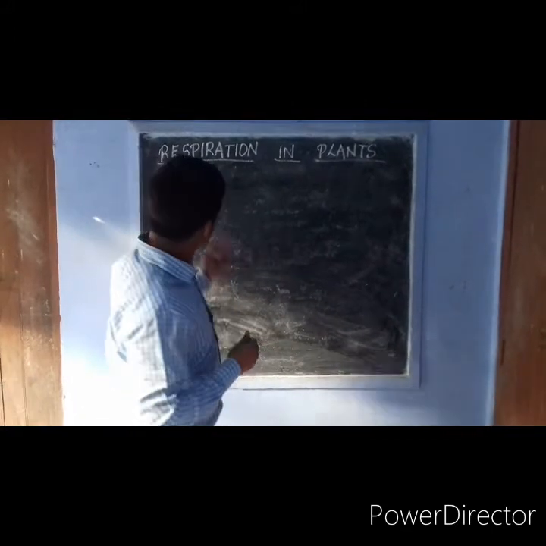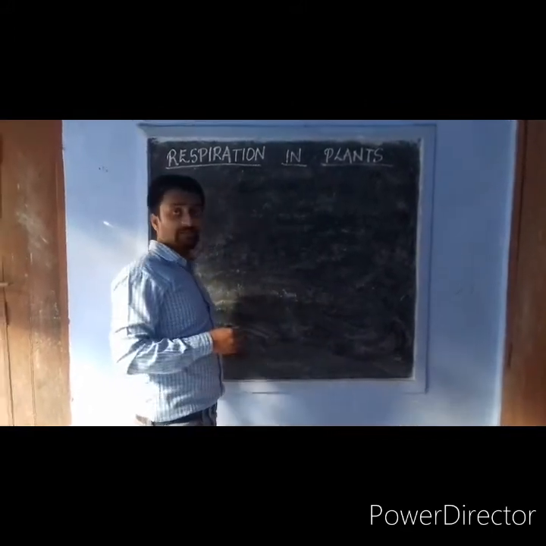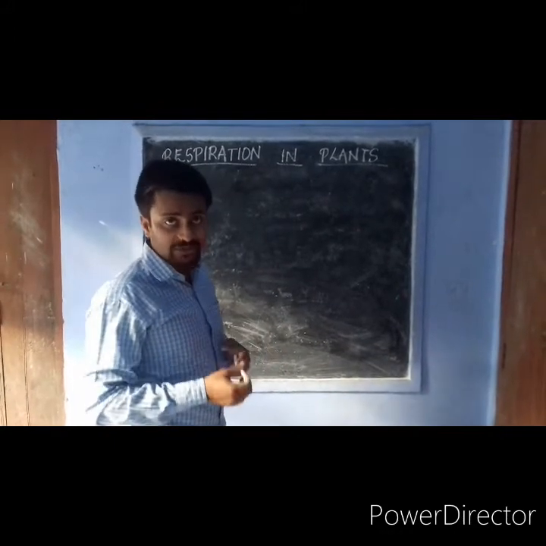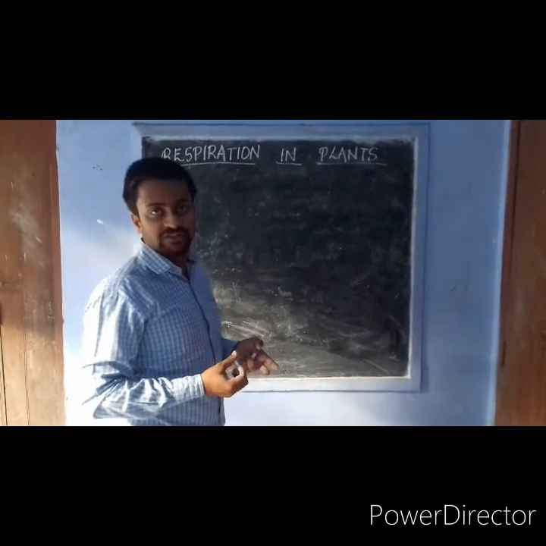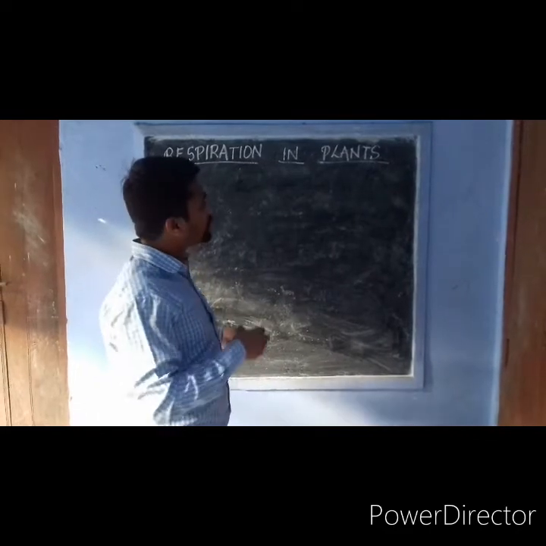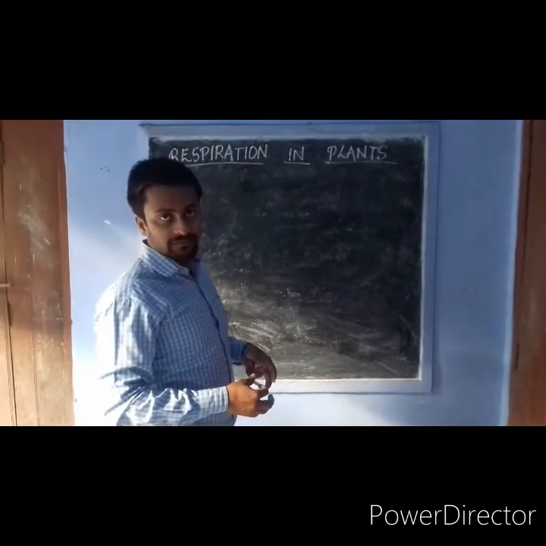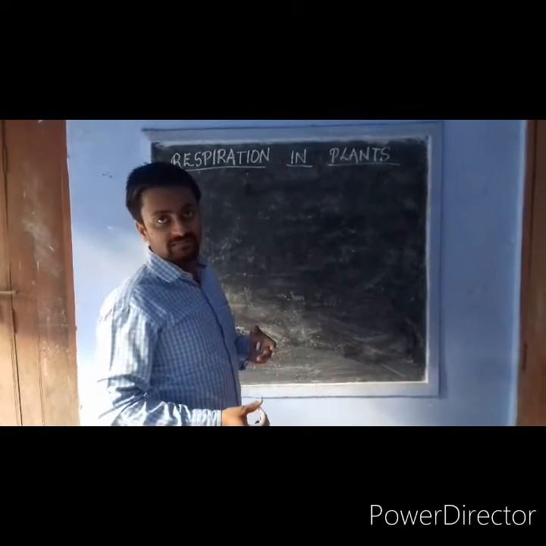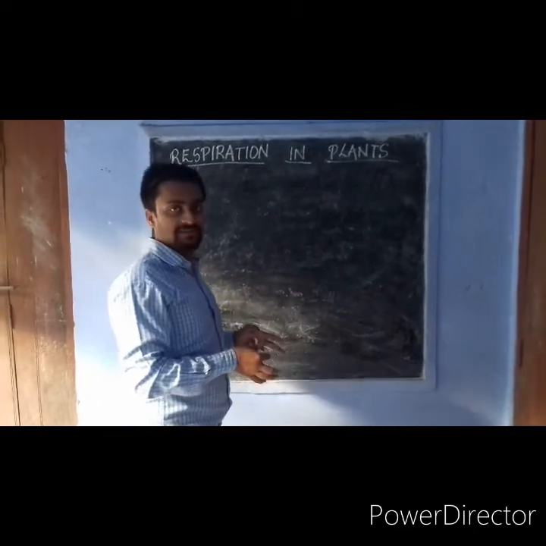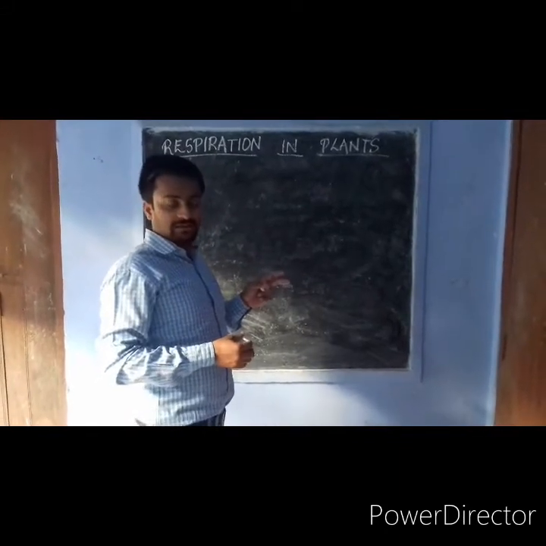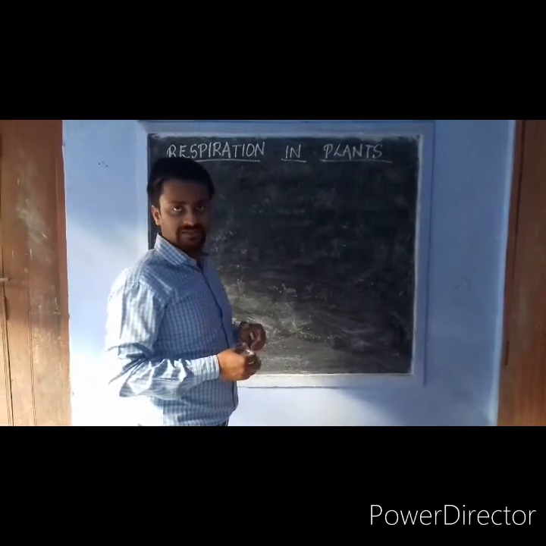Okay. So since the plants are fixed at a place, they do not require much energy. So the requirement of energy in plants is less than in animals because the plants are fixed at a place. The respiration process in plants is the same as that of animals.